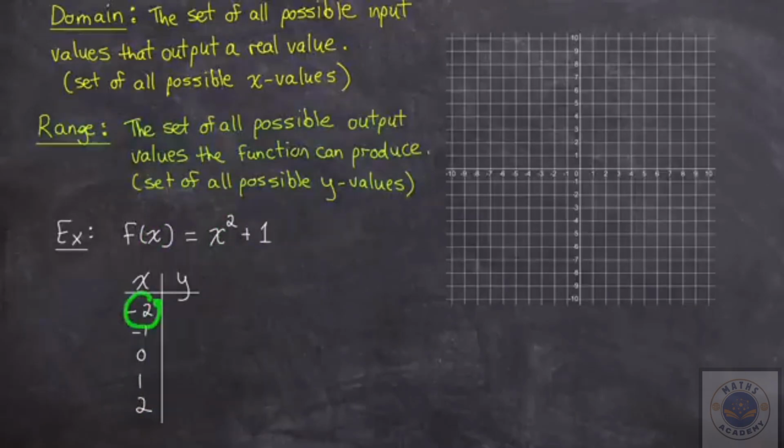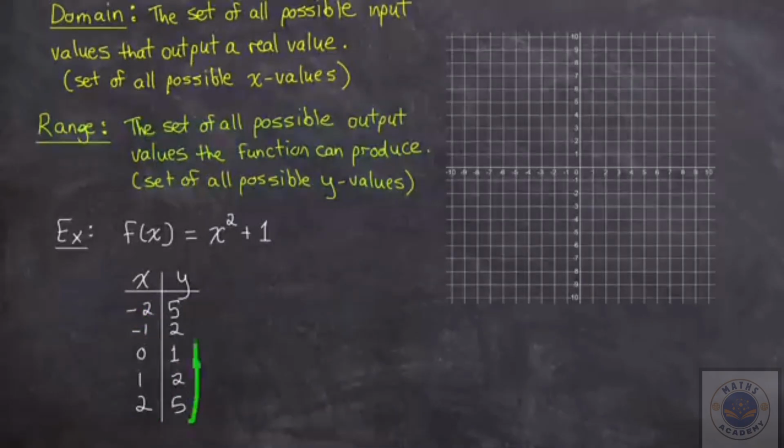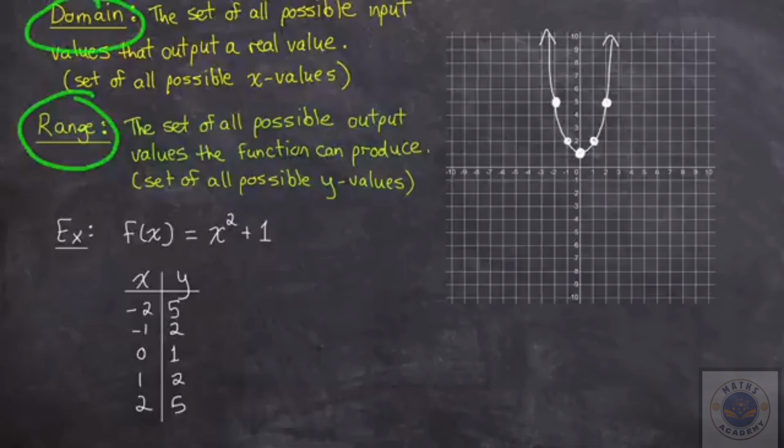So if I use negative 2 for my input value, f at negative 2 would equal negative 2 squared plus 1. So f of negative 2 would equal 5, which means when the input x is negative 2, the output value y is 5. And then inputting the remaining x values, I get these output values for y. And I'll plot all of those on my graph. Now I want to analyze this graph and this equation to state both the domain and the range of my function.